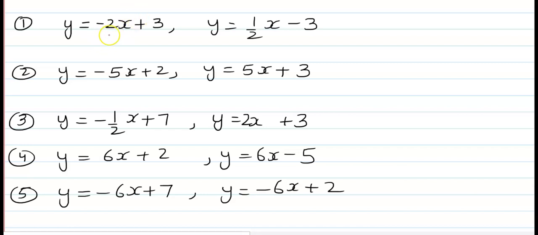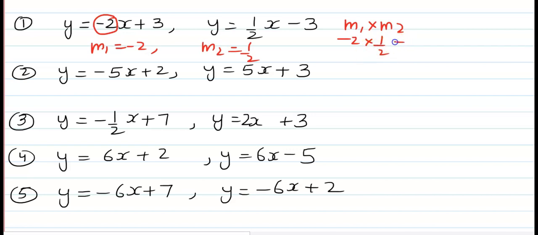So welcome back if you have tried. So if you see here, m1 is -2, m2 is half. So if you multiply them, m1 times m2, -2 times half, so 2 and 2 cancel out, you're getting -1. So the lines are perpendicular. So we can write down here, lines are perpendicular.